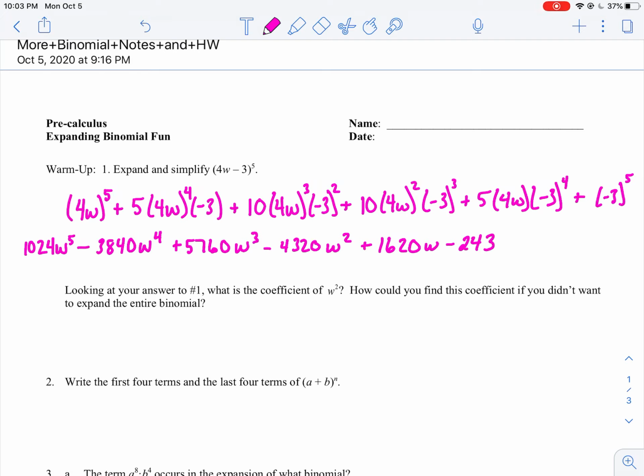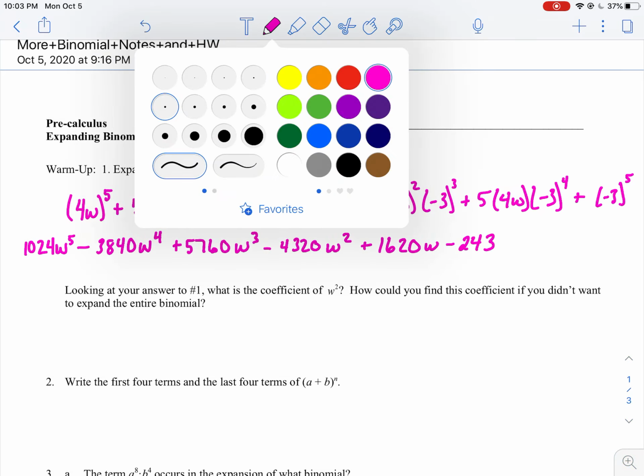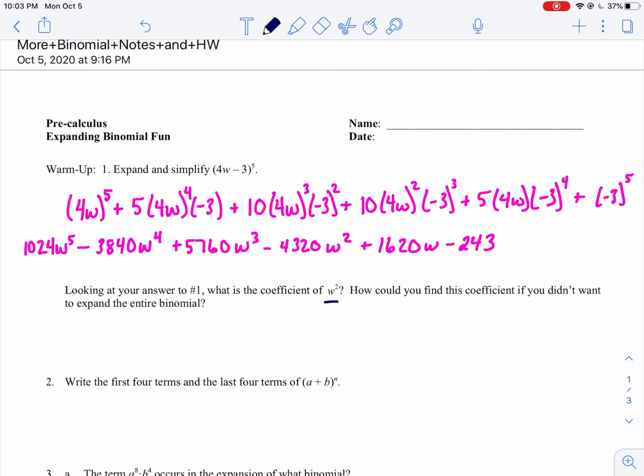Okay, so what we want to do today is actually figure out how we could maybe just jump to a particular term. Is there a faster way to figure out what the term is that has w squared, right? So I know from expanding it out that the w squared term is the negative 4,320 w squared. But boy, it sure would be a lot nicer if I could just get that value quickly, right? And so it came from this term right here.